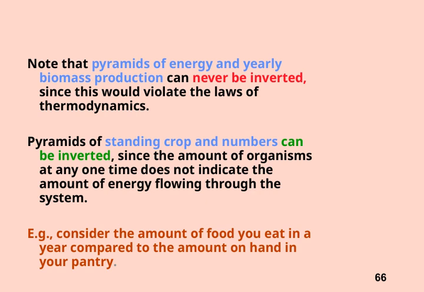To make this clearer, think about it in terms of your own food intake. Imagine the amount of food you eat in a year versus the amount of food sitting in your pantry at any given moment. The pantry might have less food than you consume annually, but that doesn't mean you're not consuming a large amount of energy over time. So, the key point here is understanding that energy pyramids are constrained by thermodynamic laws, while population or biomass pyramids can be misleading if interpreted out of context. This distinction is crucial for accurately understanding energy flow in ecosystems and how we interpret different types of ecological pyramids.